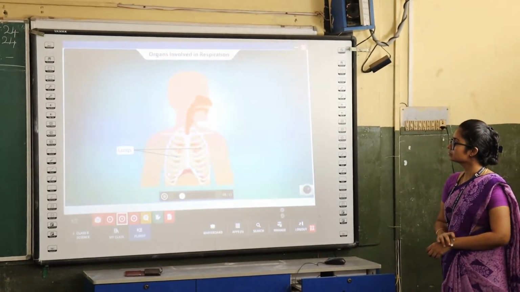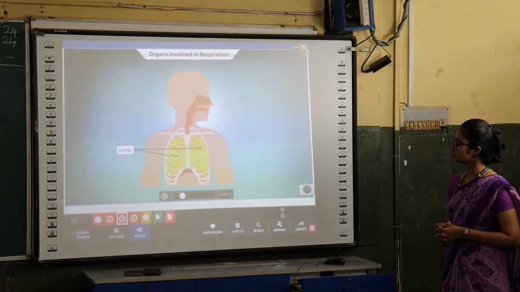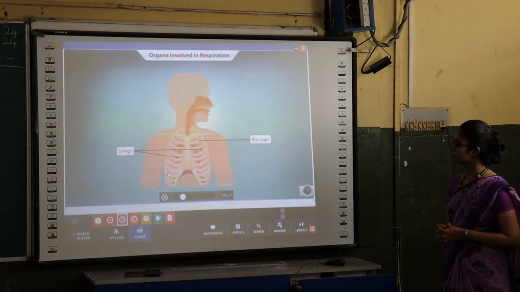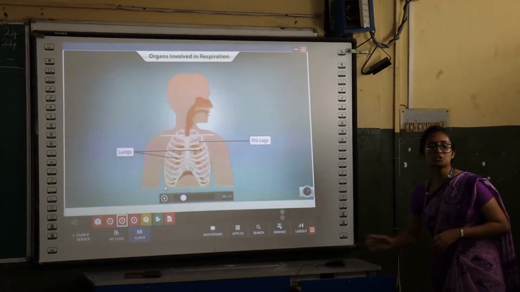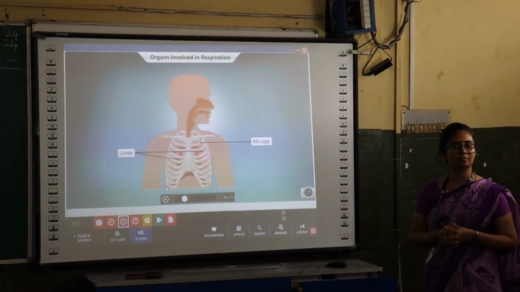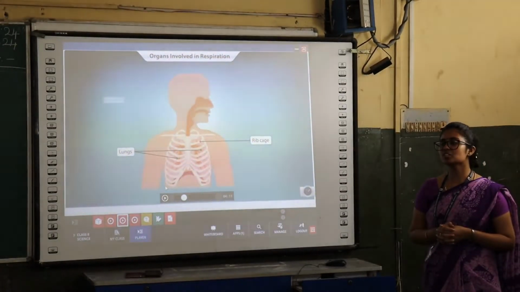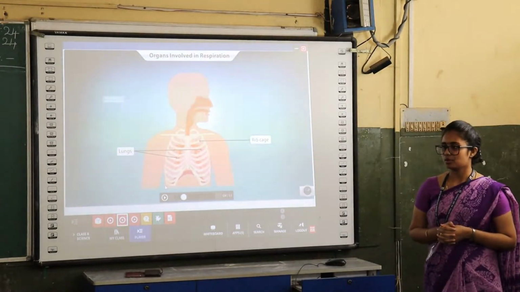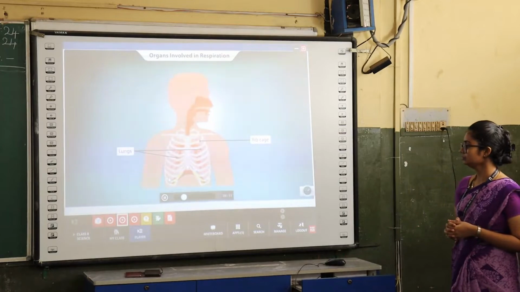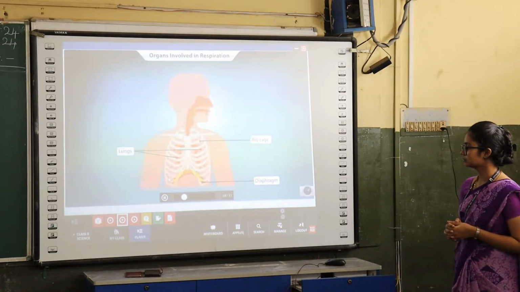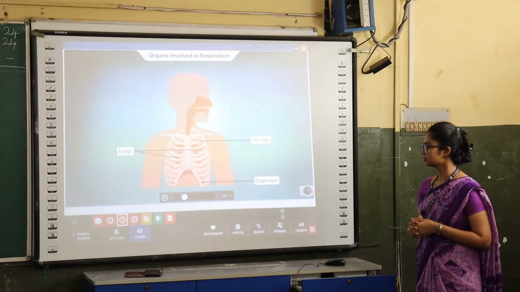Our lungs are located inside the chest cavity. Ribs surround the cavity on both sides. So which part is covering the lungs? Rib cage. Rib cage is protecting the lungs. Okay? A muscular sheet called the diaphragm forms the floor of the chest cavity.